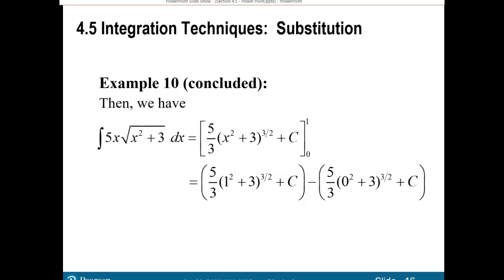So if I plug in 1, we get this. Minus, then I plug in 0 for x, and I would get this. Notice here, this cleans up to be 5/3, 4 to the 3 halves plus c, minus, this is just 5/3, 3 to the 3 halves, but then the negative distributed, so that's a minus c. So notice my c's just cancel out, so that's why it doesn't matter if you don't put it in there. So then this thing minus this thing on your calculator should be 4.673, and the c's drop out.